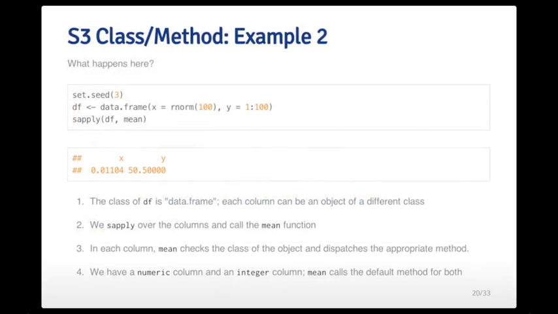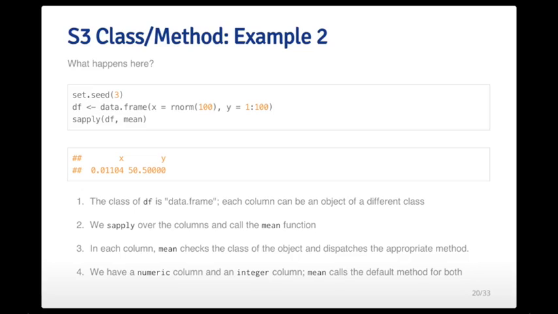So the mean is a simple example. Here's a slightly more complicated example. I've generated some data in a data frame now, and I'm applying the mean function over the data frame. One of the things that is important to know about data frames is that each column could potentially be of a different class. So you could have the first column be numeric, like we have here, and then the second column be integer. When we apply over the columns, and we call the mean function for each column, the mean will check the class of that column and see if there's an appropriate method.